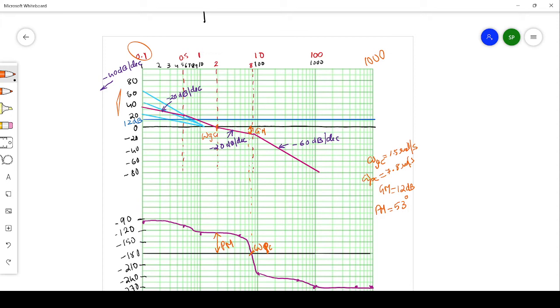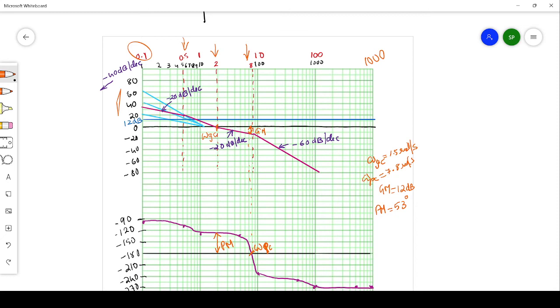Now we have to identify the corner frequencies. The first is 0.5, just see here, and I'm drawing a dotted vertical line here. Then our second corner frequency is 2, and there also I have drawn a dotted line. The third corner frequency is 8, and there also I have drawn a dotted line. Why have I drawn these dotted lines? Because I need a reference to know where to change the slope.